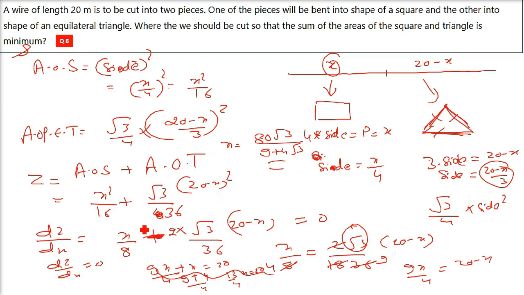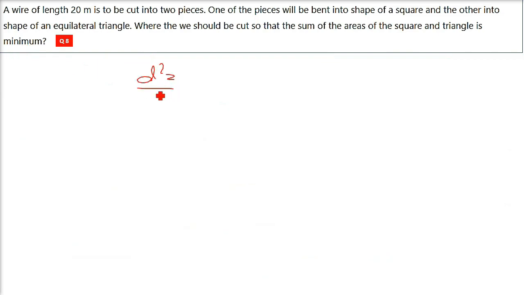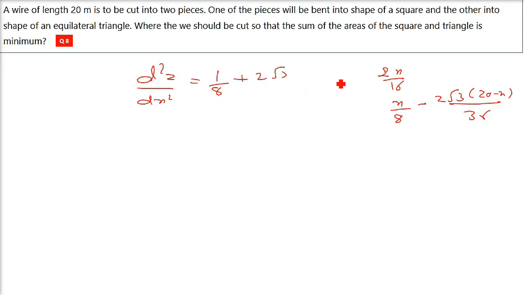But we are not done here, because we need to differentiate it again and then regard it as negative or positive. d2z by dx2. The original expression, if you remember, was 2x divided by 16, which is simply x by 8, minus 2 root 3 into (20 minus x) divided by 36. So double differentiation will give you 1 by 8. 20 minus x will give you negative, so I have already placed a plus here, 2 root 3, and 36 in the denominator. Now this has no x, and you can simply get the number.